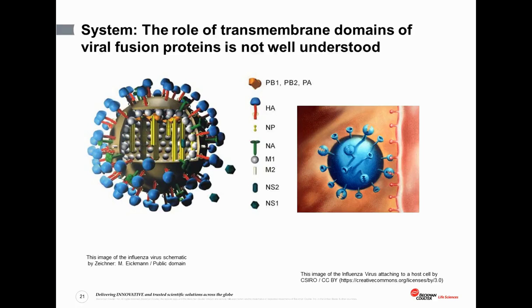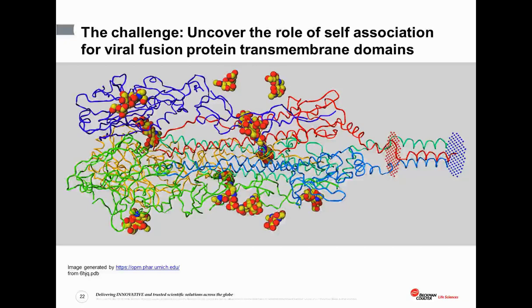And this process occurs via the interaction of various viral proteins with host cell proteins on the cell membrane surface, which are called receptors. And specifically, the system that we are going to be talking about is the viral fusion protein, and even more specifically, its transmembrane domain.